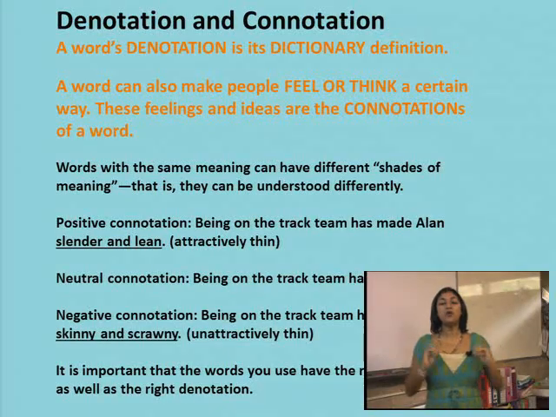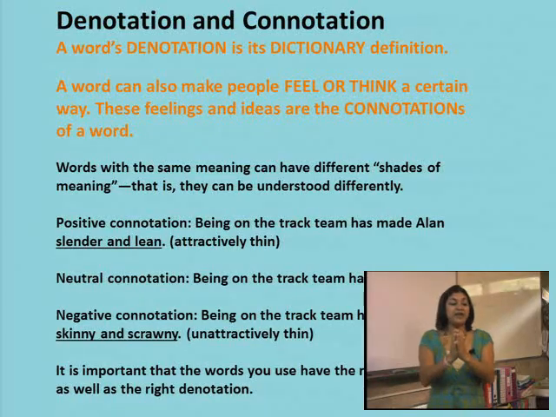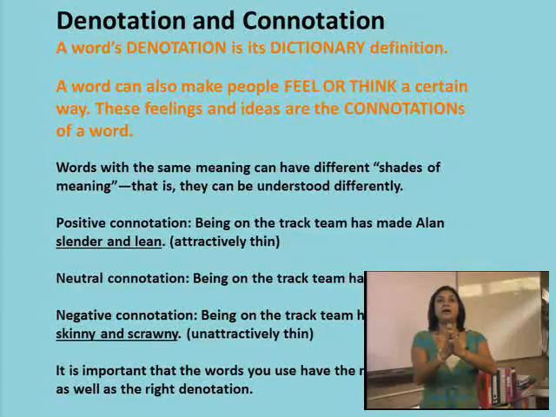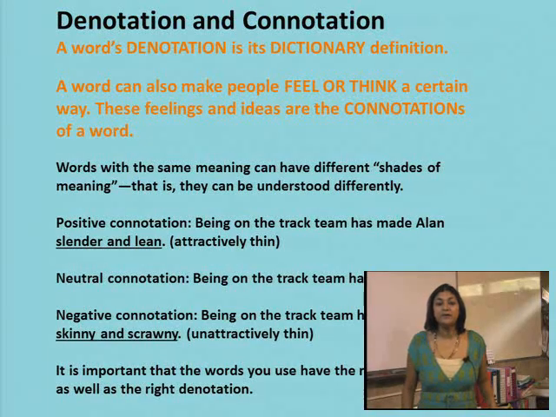Now, when we talk about denotation, we are talking about words and the dictionary meaning of words. Now, if I had to take a dictionary and open to the word table, then it might say a flat surface with four legs, which people sit at. Okay? Then that would be the dictionary meaning.